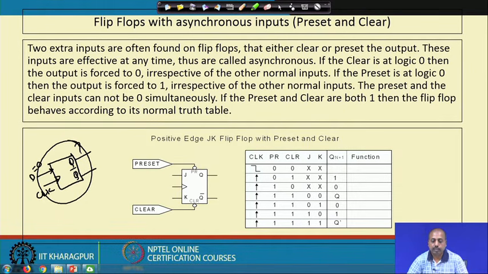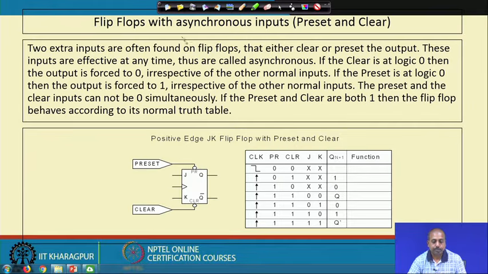So the user has to ensure that I am not making preset and clear 0 simultaneously, and if both of them are 1, then the flip flop will behave as a normal flip flop. Otherwise, it will be behaving as per preset and clear. If the preset signal is 0, then the flip flop will be preset, and if the clear signal is 0, then the flip flop will be cleared. That is why it behaves like this.